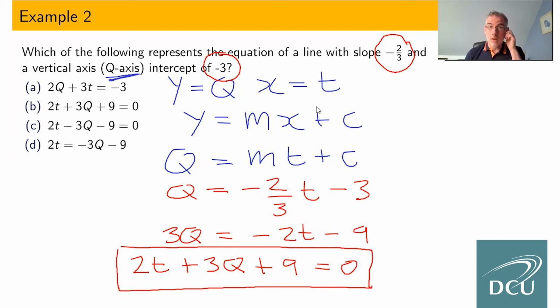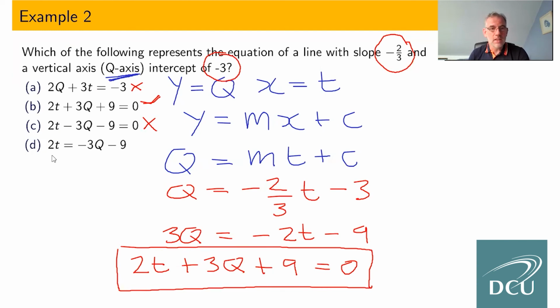So our job now is to go through the 4 examples, A, B, C, D, and see which ones of those are equivalent to this equation here. So 2q plus 3t doesn't work because in this equation I have 2 times t plus 3 times q rather than the other way around. So that's out. The second one is identical to the form that I've got here, so that works. Whoops, that's supposed to be a tick. Third one, 2t minus 3q. Again, that doesn't work because I have 2t plus 3q. So that's out.